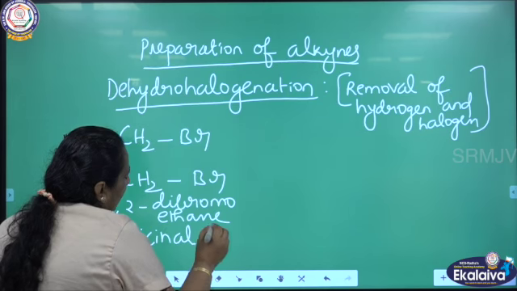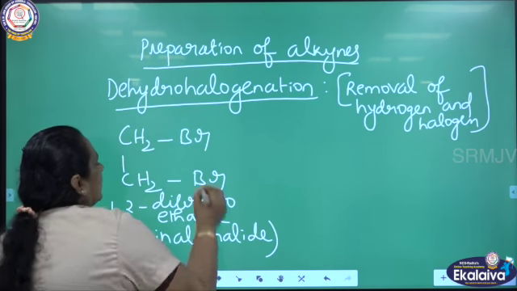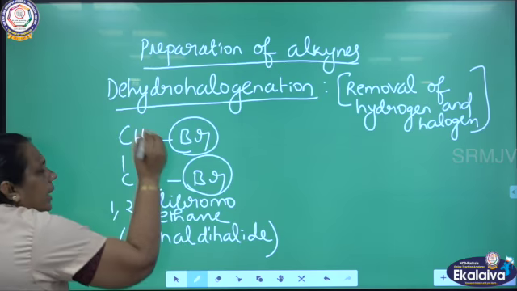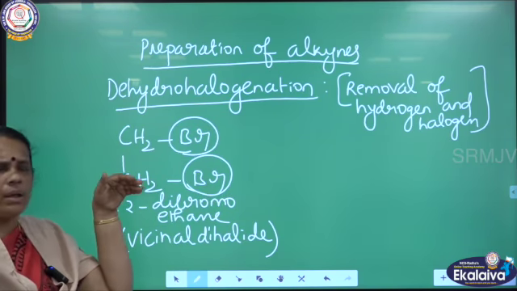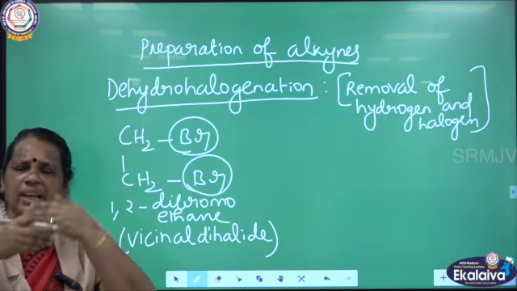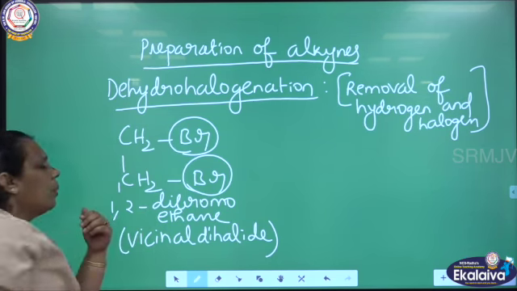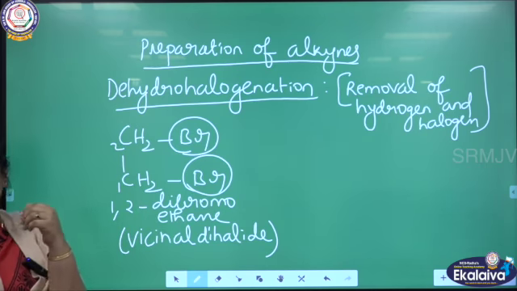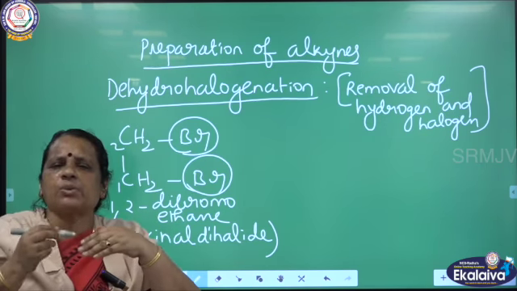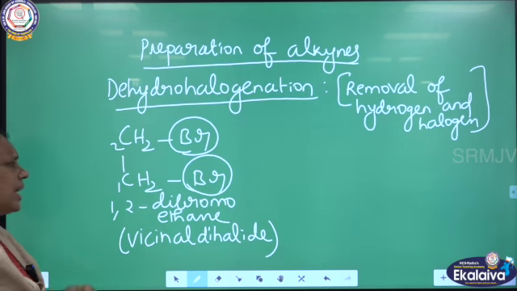What is vicinal dihalide? When both the halogens are attached to adjacent carbons. What are the halogens here? Bromine. Both the bromine atoms are attached to adjacent carbons. To carbon 1, one bromine is attached. To carbon 2, another bromine is attached. We can call such a compound a vicinal dihalide.